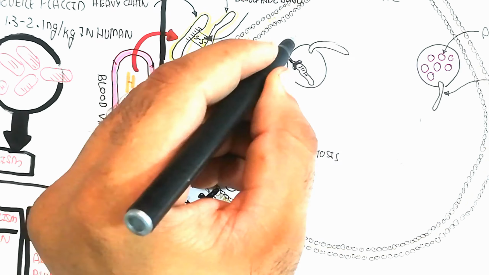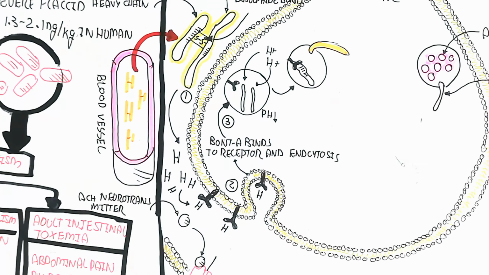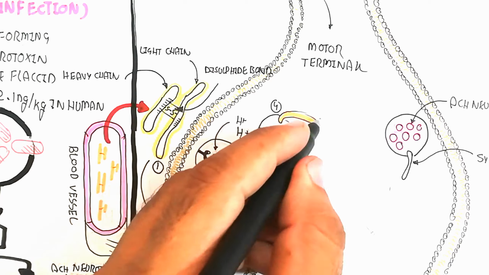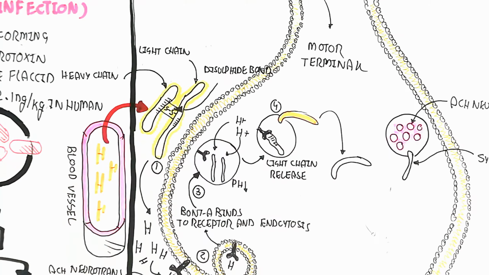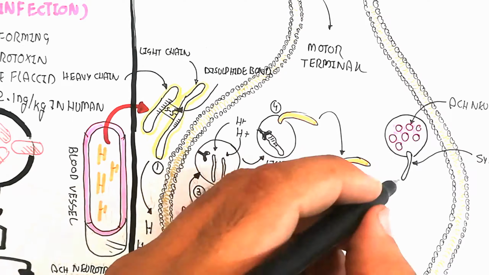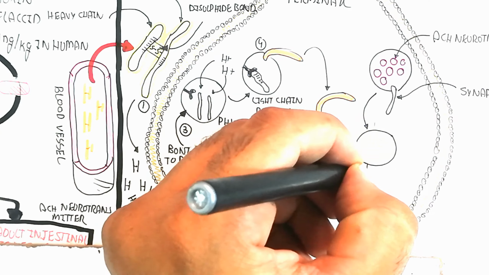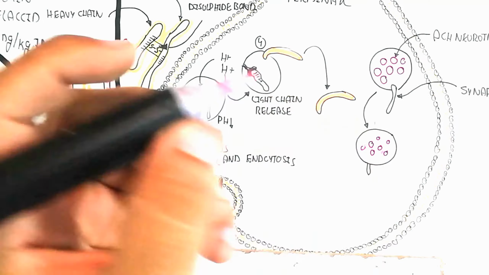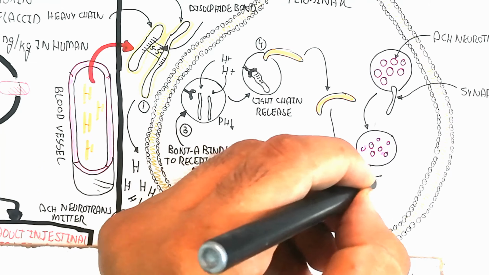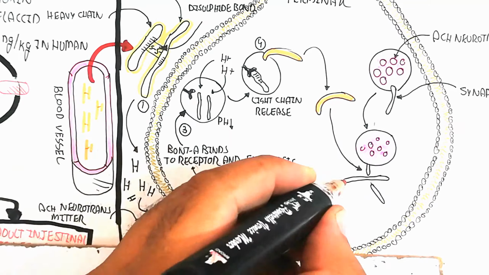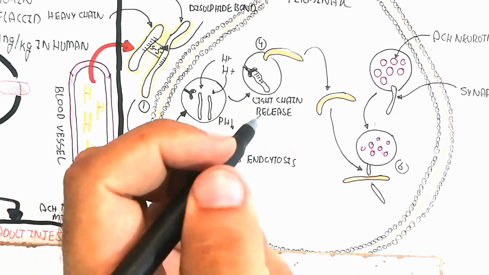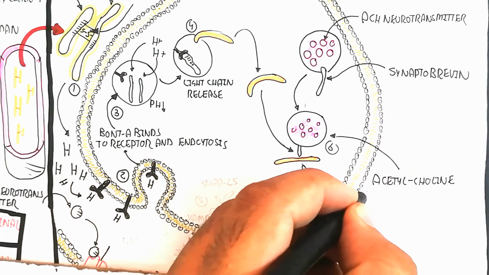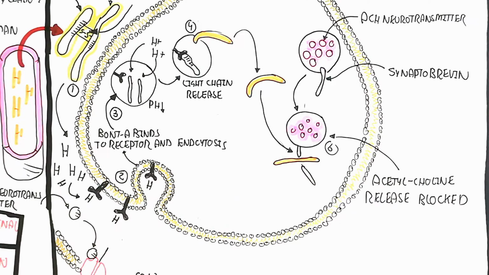The protons will break down the disulfide bond. After the breaking down of the disulfide bond, the light chain is released. The light chain will target the synaptobrevin as well as the vesicle associated membrane protein, and both proteins are cleaved by the light chain. Here you can see the cleavage of synaptobrevin as well as SNARE protein SNAP-25.